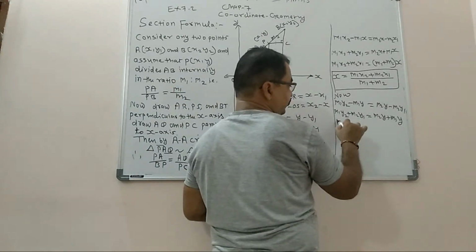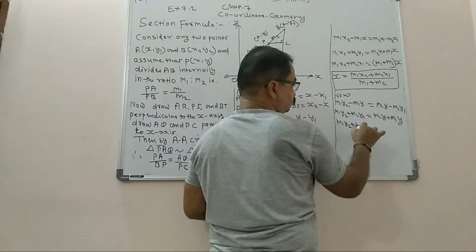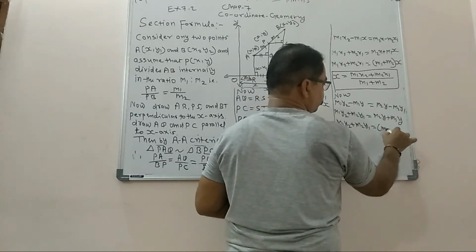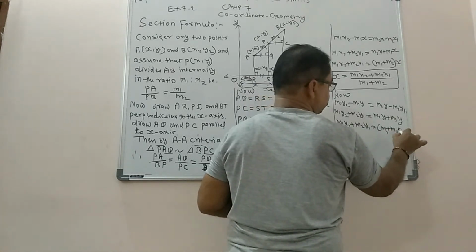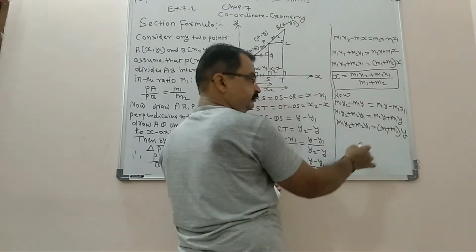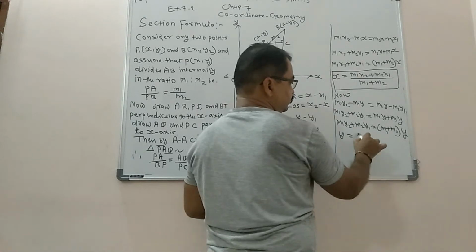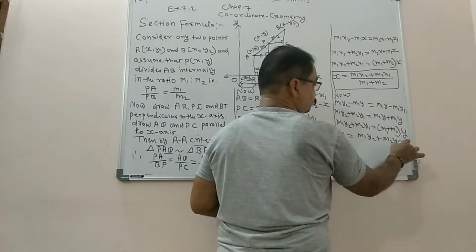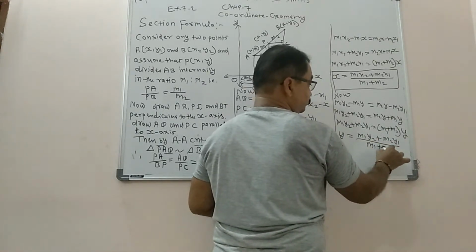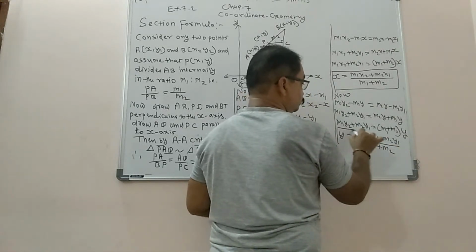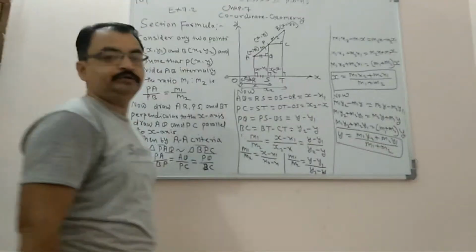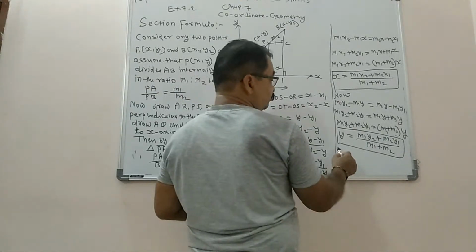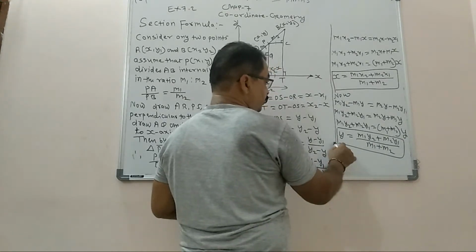Now write it as it is: m1y2 plus m2y1 equals (m1 plus m2) into y. Y we have taken out. So the y coordinate we got, children, in the same pattern, is (m1y2 plus m2y1) upon (m1 plus m2). This is the calculation, right children?